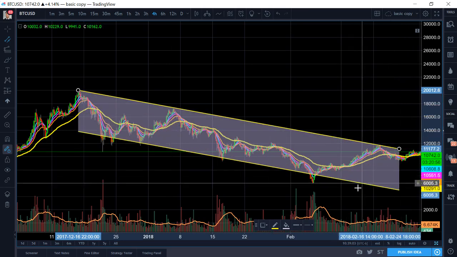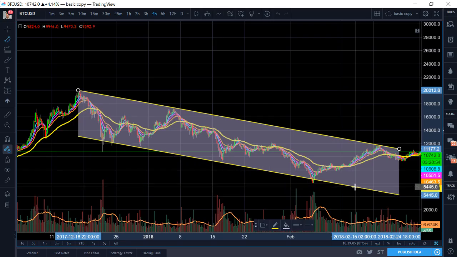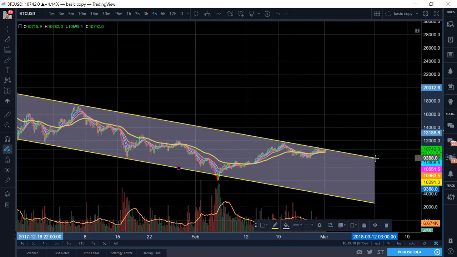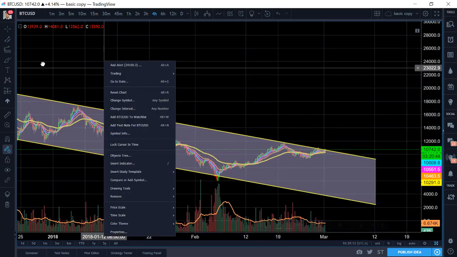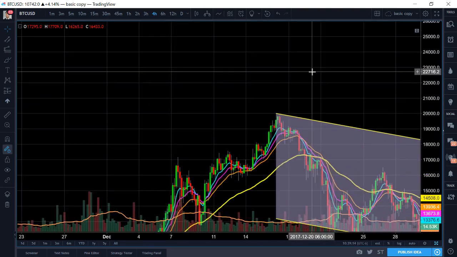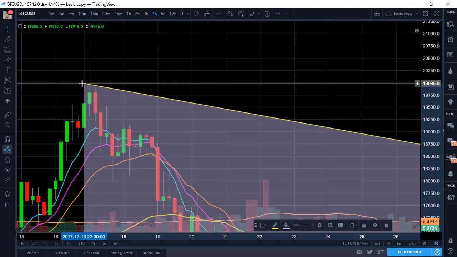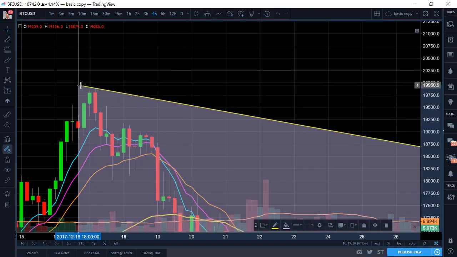So what I'm drawing right now is basically a channel support. We see this beautiful channel that's been forming. Every time I draw a channel, what I like to do is zoom in as close as I can to make sure that it's accurate. See right here, if I just drew it from where it was before, it wouldn't have been that accurate.